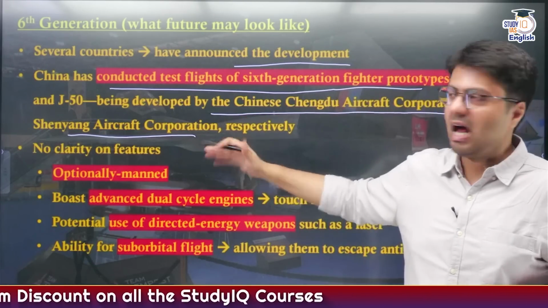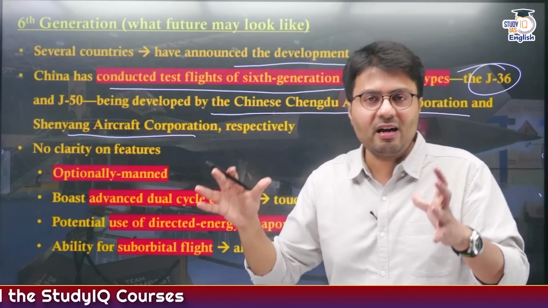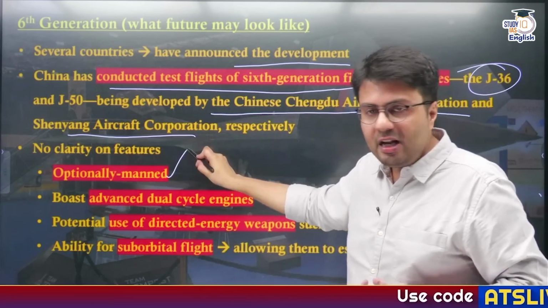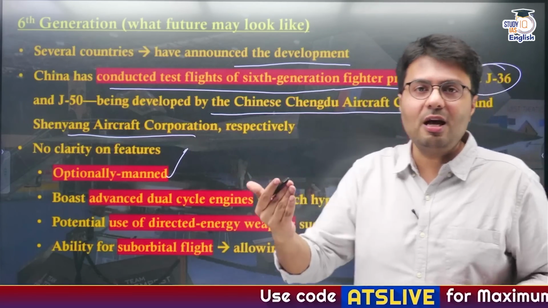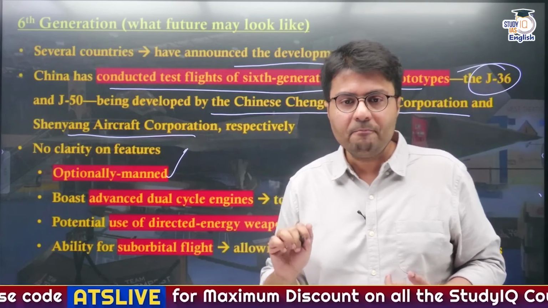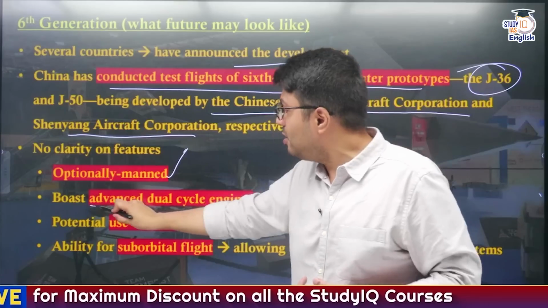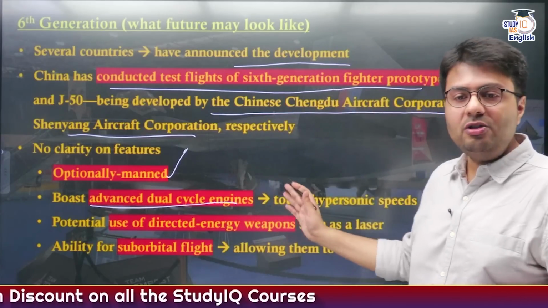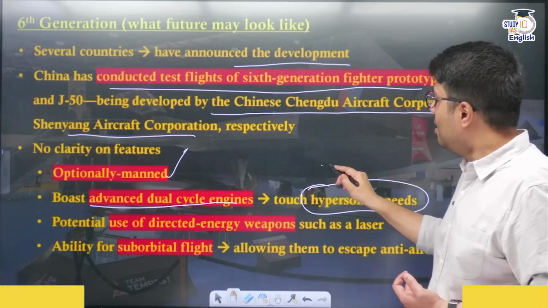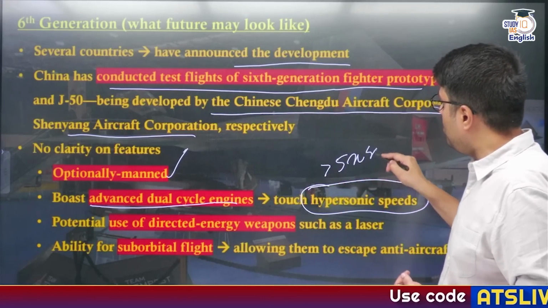Corporation respectively. Although there are no publicly declared features of this aircraft, some experts suggest that it might be operationally manned, which means it will have the ability to carry a pilot or not carry a pilot by flying automatically. Similarly, it will have advanced dual cycle engines, which will allow it to travel at much higher speed, that is hypersonic speed, 5 times the speed of sound.